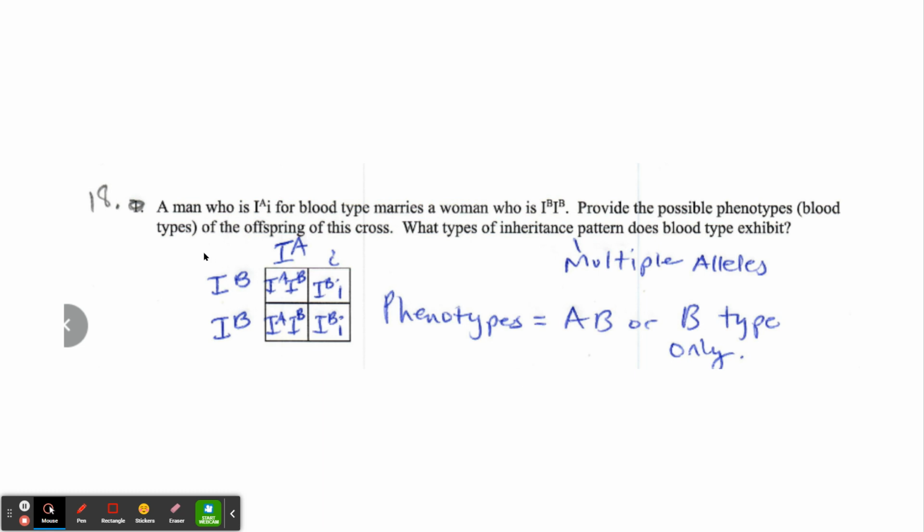Okay, so here we go. This is the B blood type with the A blood type. And again, little i represents the O allele. This is a codominant situation. And like I just mentioned, multiple alleles are codominant. Okay, the phenotypes are AB and B type only. Yes, because we're getting AB and B blood type. There's no chance of an O blood type there.